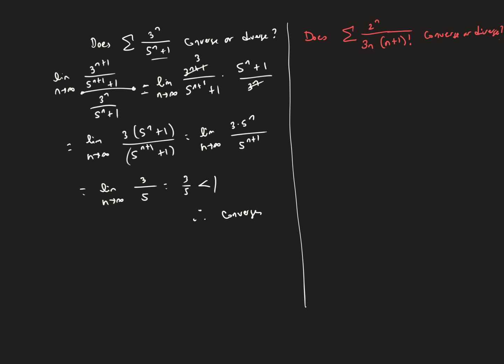So let's look at this red problem over here. Again, we have exponentials and factorials appearing, so we're going to go ahead and do the ratio test. The n plus first term divided by the nth term.